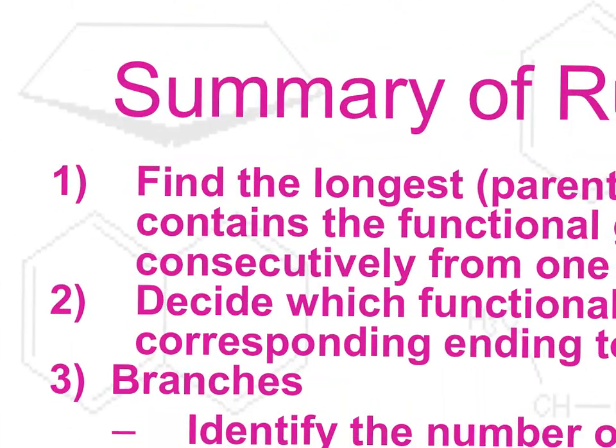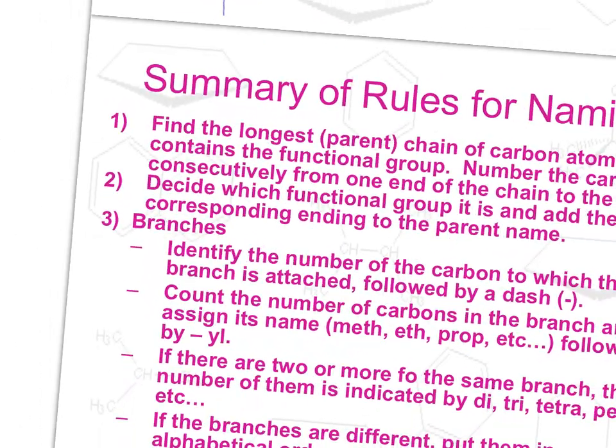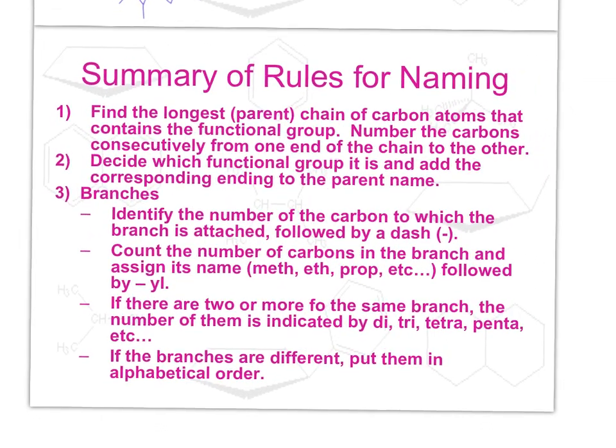The very last slide that I have here, which is also in your notes, is just a summary of what we've been doing. So to name an organic compound, what you do is you find the longest chain of carbons and decide what functional group it has. And so the longest chain of carbons, you give it meth, eth, prop, but, and so on. And you end it with whatever the functional group ends with, like ane, ene, yne, ol.